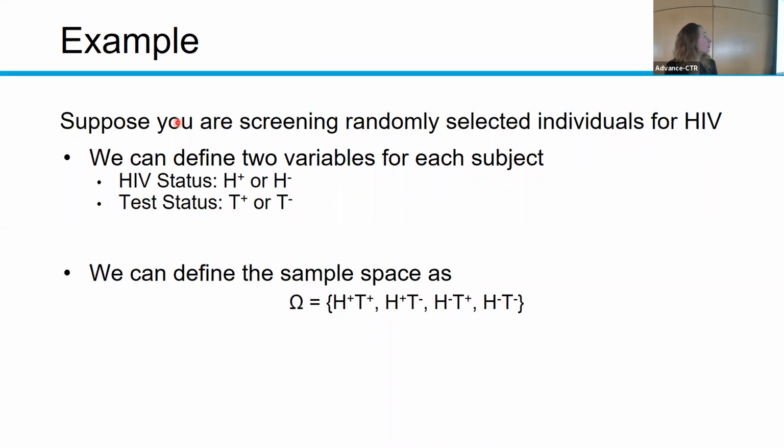Okay, so now we're going to go through an example practicing calculating these probabilities. We're going to use the HIV test status and the actual HIV status. In this experiment, our sample space can be defined as this. H positive, T positive means you are actually positive and you tested positive. The double negative means you're actually negative and you tested negative. H positive, test negative is a false negative: the test is saying you're negative, but you actually have HIV. And H negative, T positive is a false positive: you are testing positive, but you don't actually have HIV.